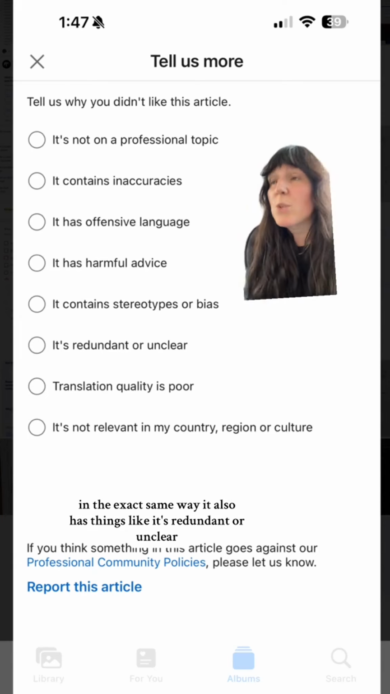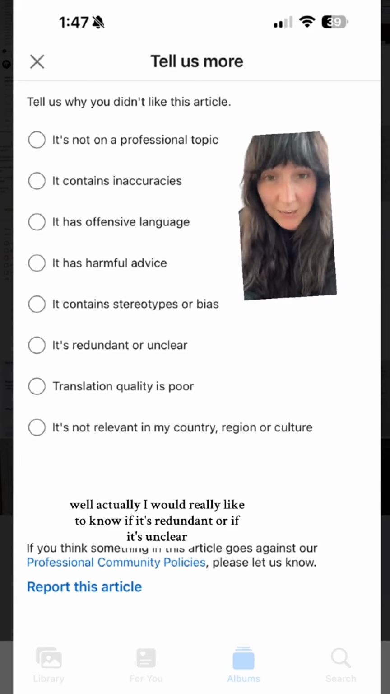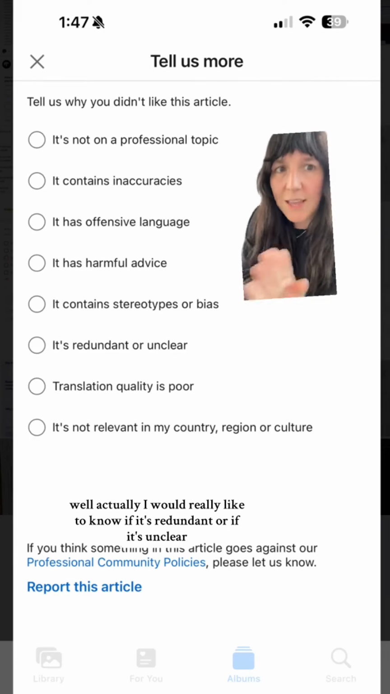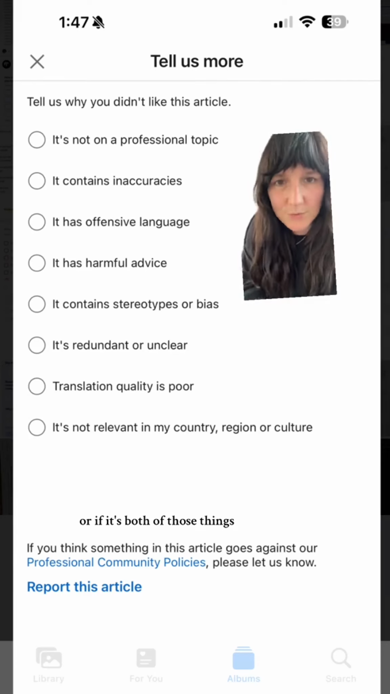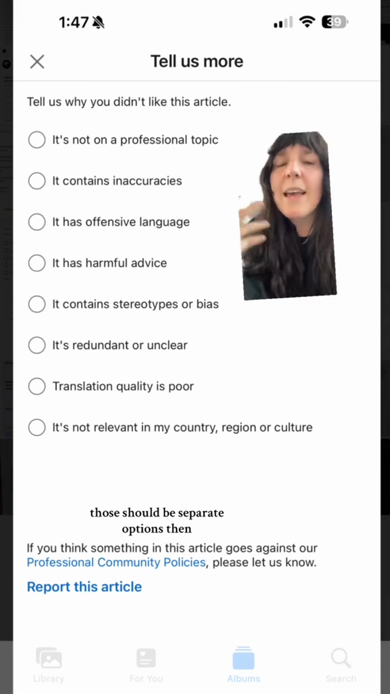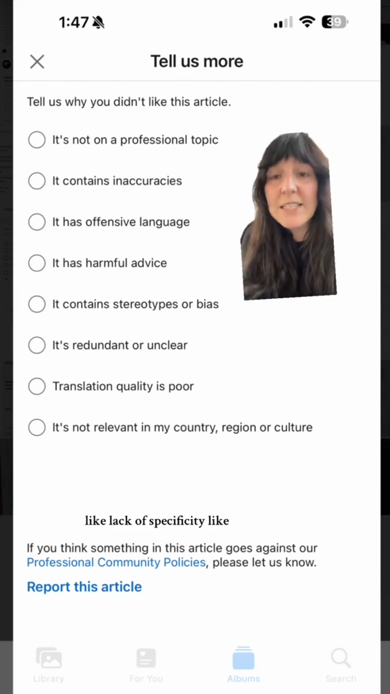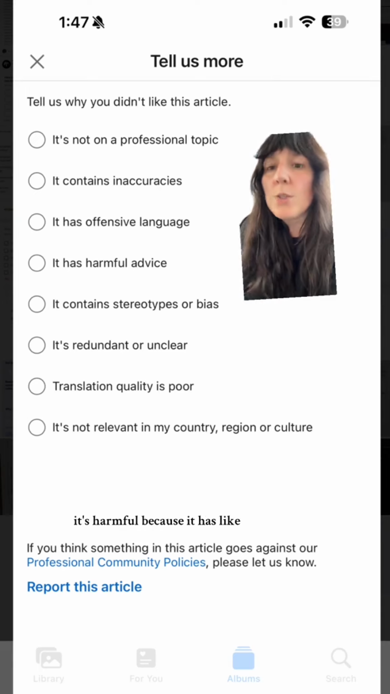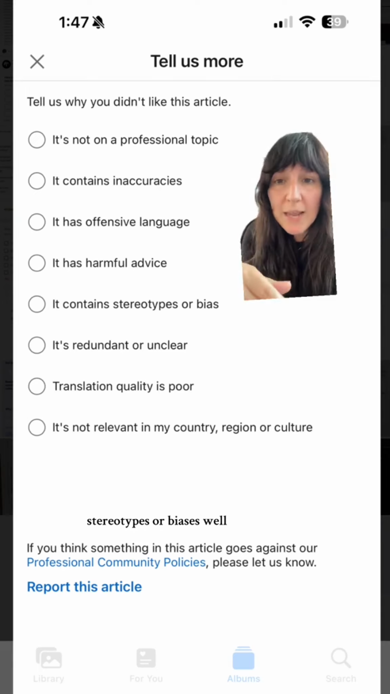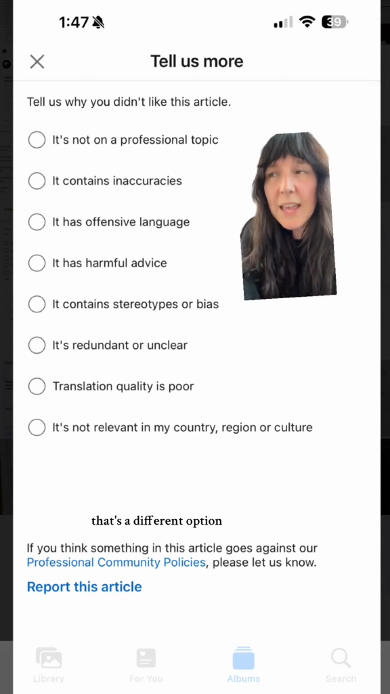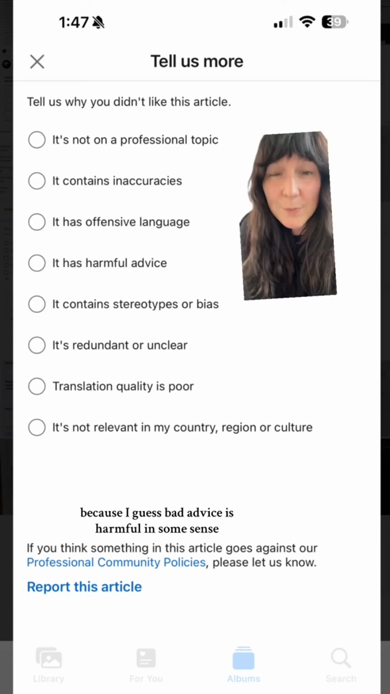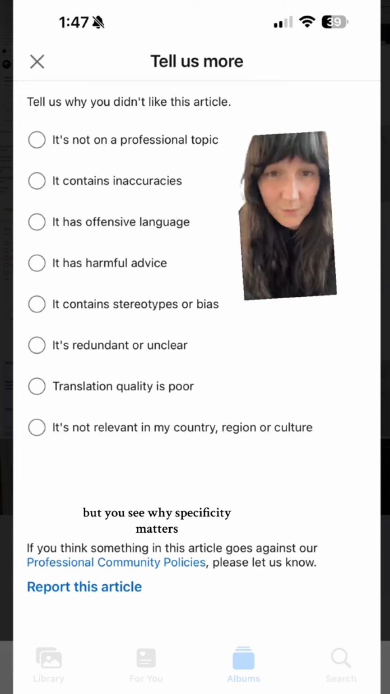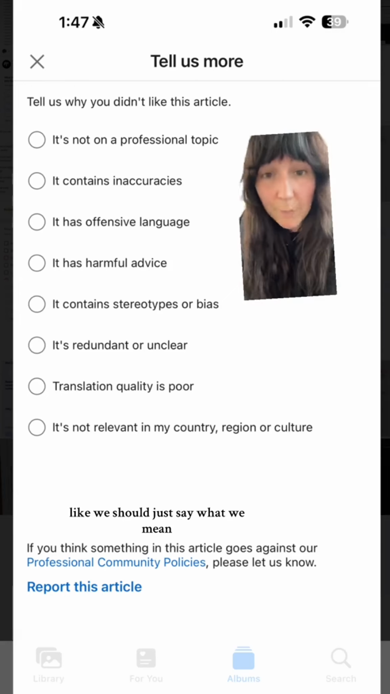It also has things like it's redundant or unclear. Well, actually, I would really like to know if it's redundant or if it's unclear or if it's both of those things. Those should be separate options. Then there's lack of specificity, like it's harmful advice. When I hear the word harmful, I'm thinking, oh, it's harmful because it has stereotypes or biases. Well, that's a different option. Is harmful advice bad advice? Because I guess bad advice is harmful in some sense, but you see why specificity matters? We should just say what we mean.